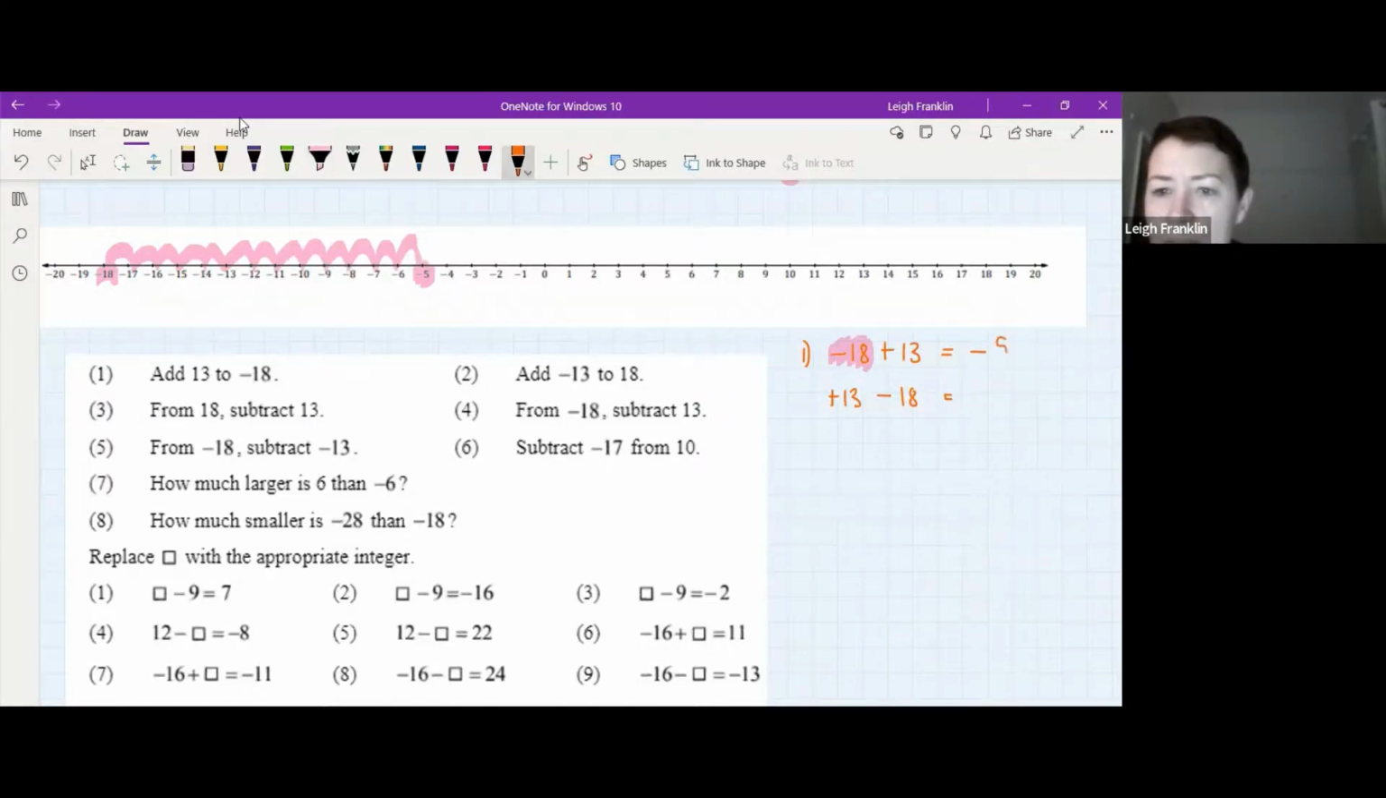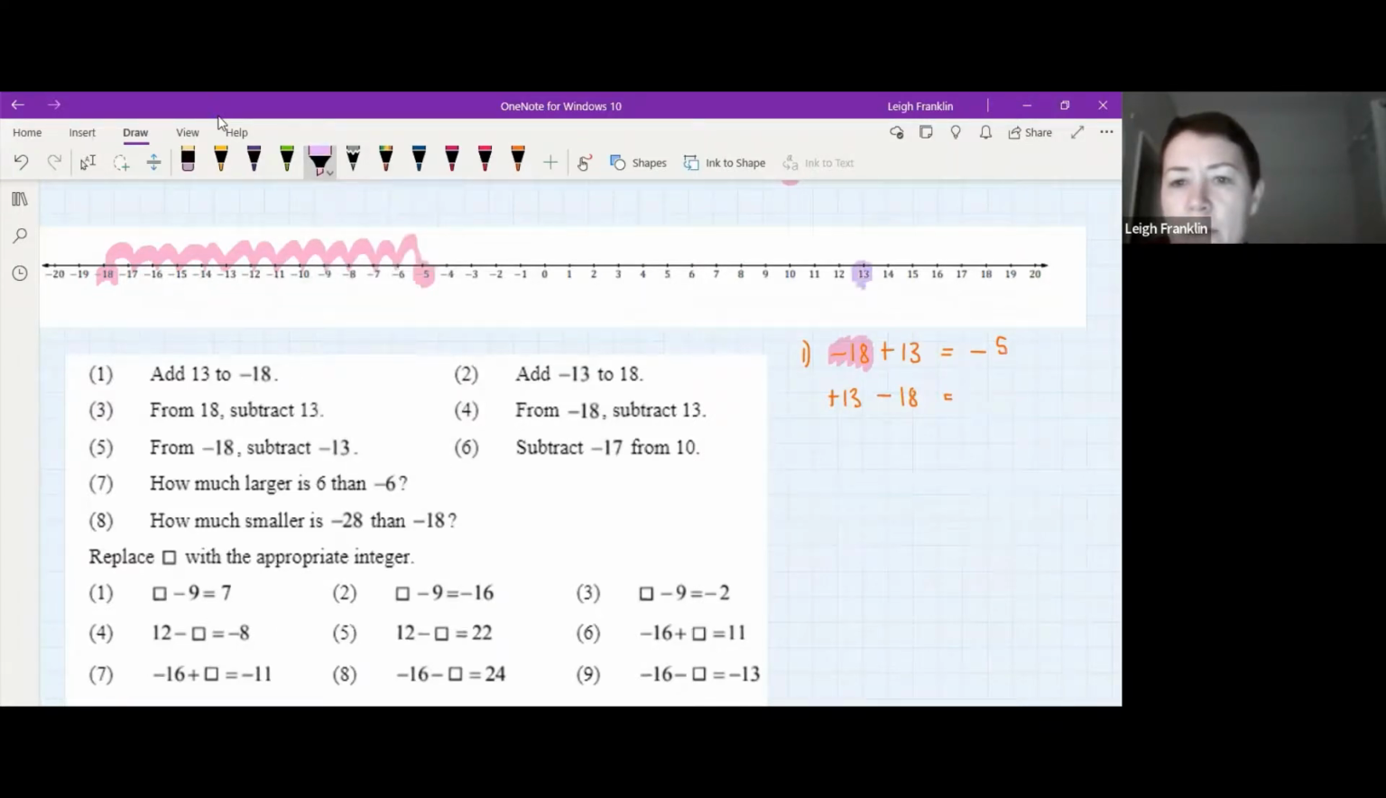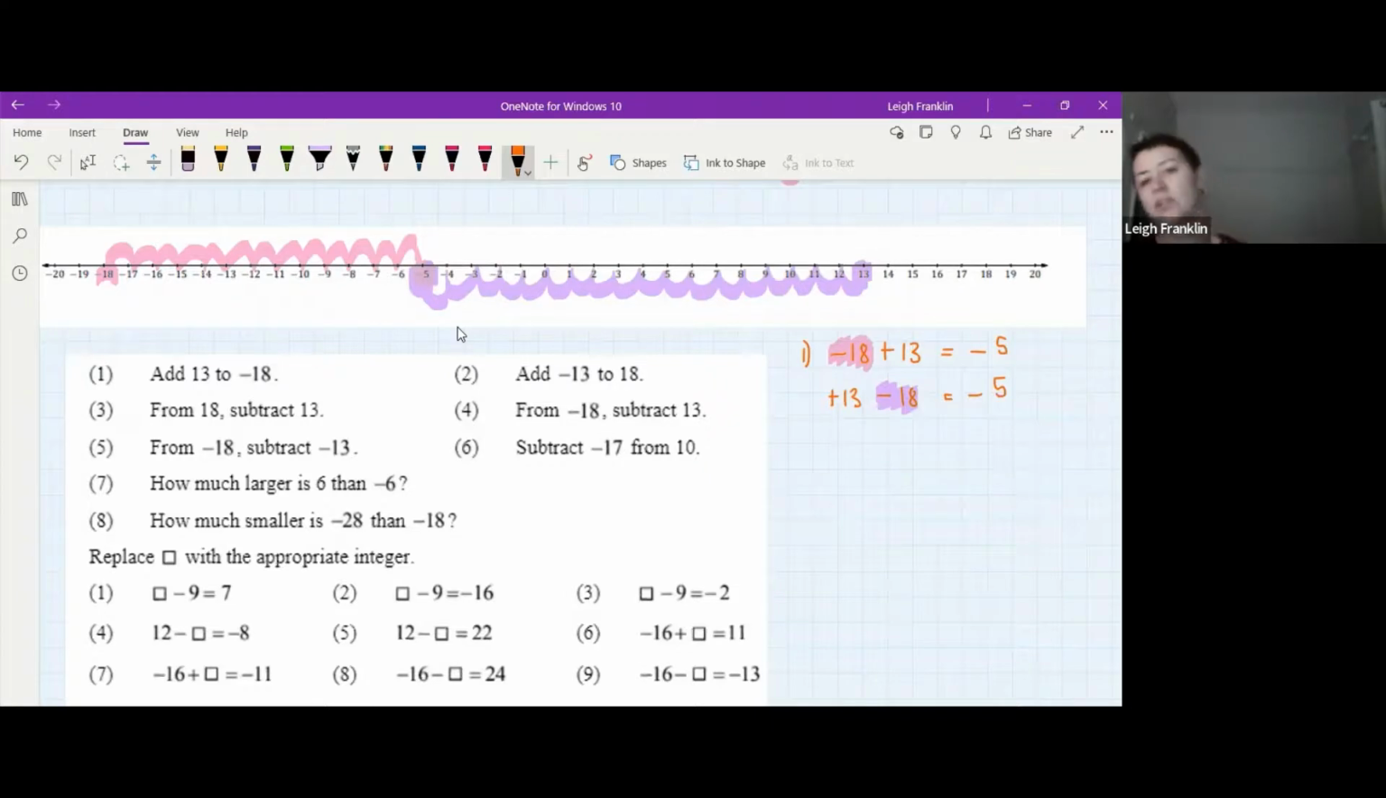Now I want to show you something. Let's start at positive 13, which is all the way up here, and let's move 18 places to the left. 1, 2, 3, 4, 5, 6, 7, 8, 9, 10, 11, 12, 13, 14, 15, 16, 17, 18 places to the left. Can you see how I've ended in exactly the same place? Yes, ma'am, we used inverse operation. We did. So what we did is we switched them around. We just switched the order of the terms, and that meant that we will still end up with the same answer.